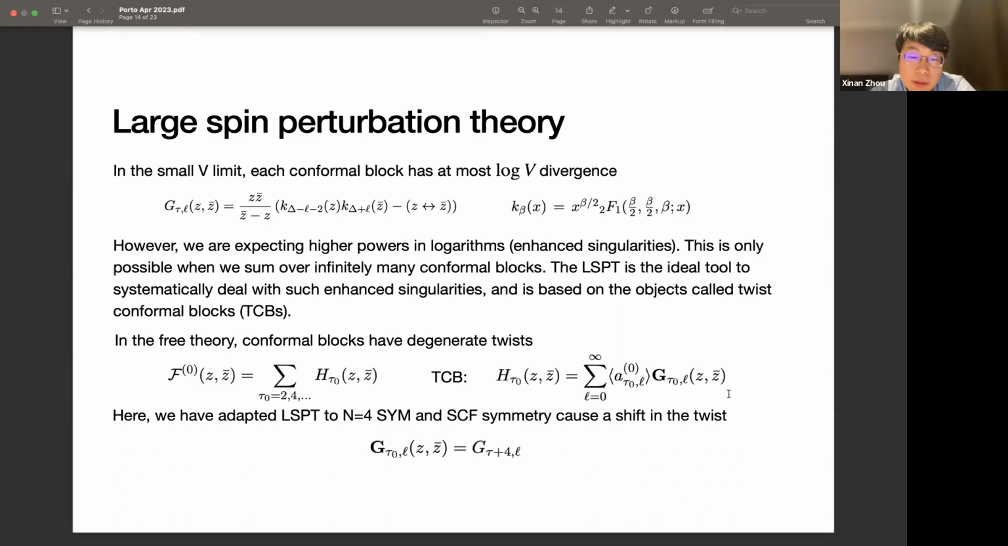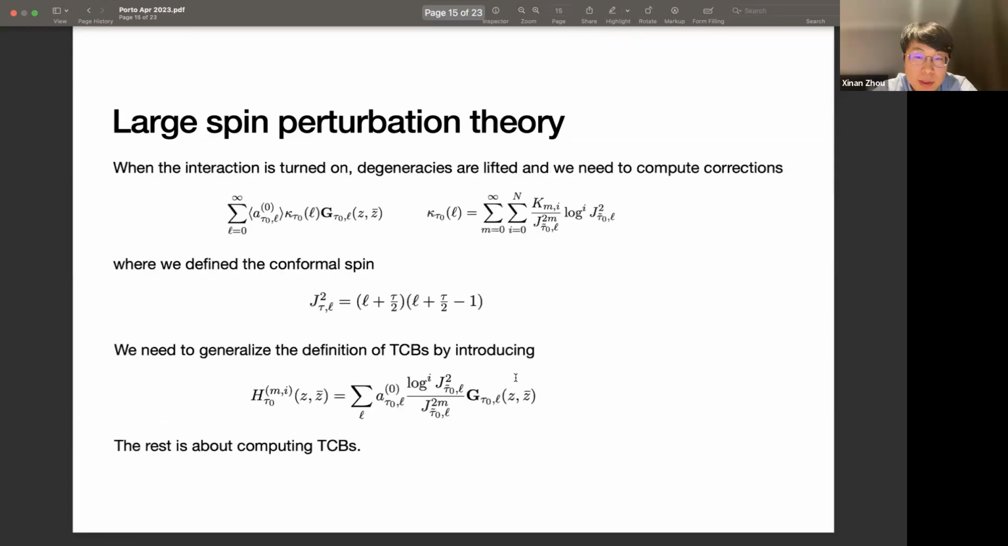And here, actually, I have already adapted this story to N equals 4 super Yang-Mills by defining this boldface G. This boldface G is related to the bosonic conformal block by a shift of 4 in the conformal twist. And the shift comes from superconformal symmetry. So in terms of the reduced correlator, we only need to do a bosonic conformal block decomposition, and that corresponds to the superconformal block decomposition for the full correlator. Okay, so that's the free limit.